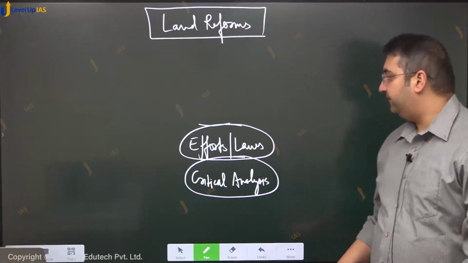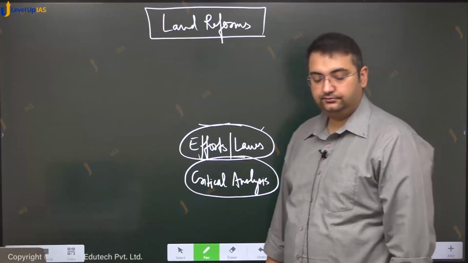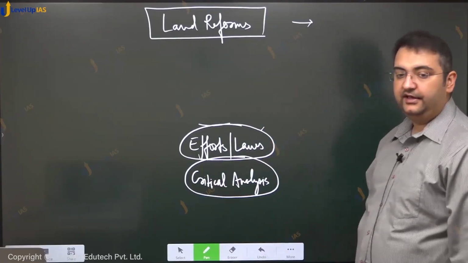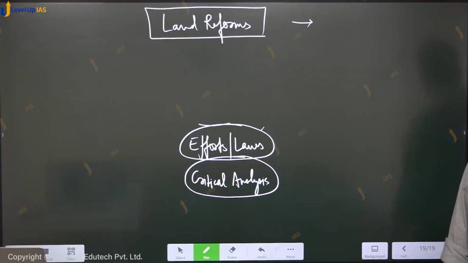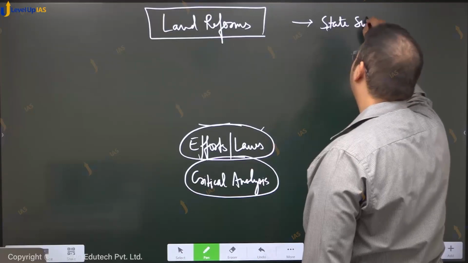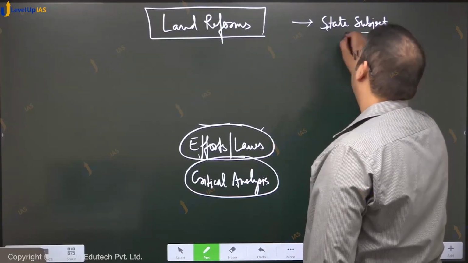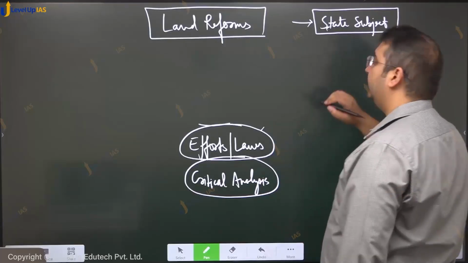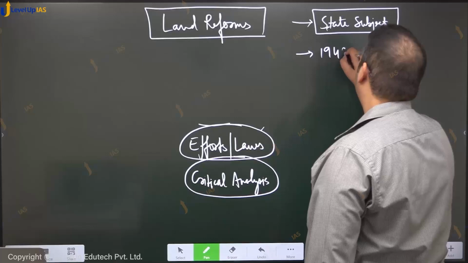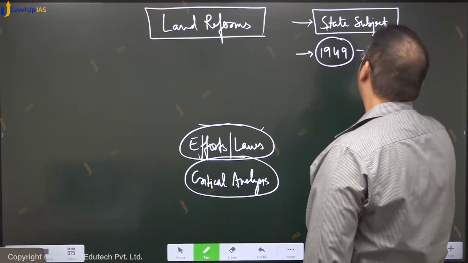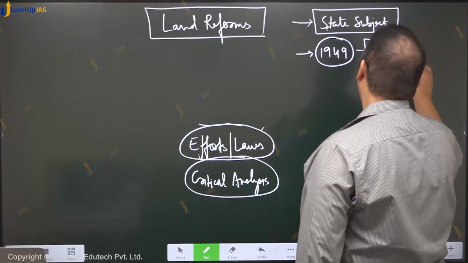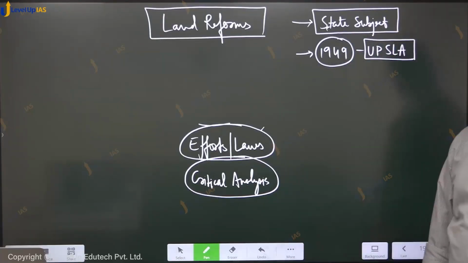Next, efforts or laws. Now, is land a central subject or a state subject? It is a state subject. Thus, the states had to take the lead with regards to land reforms. It begins in 1949 with the UP State Legislative Assembly drafting its Land Redistribution Act 1949.